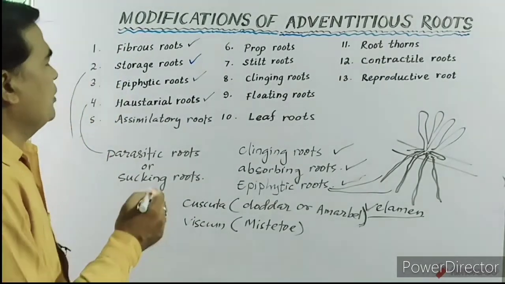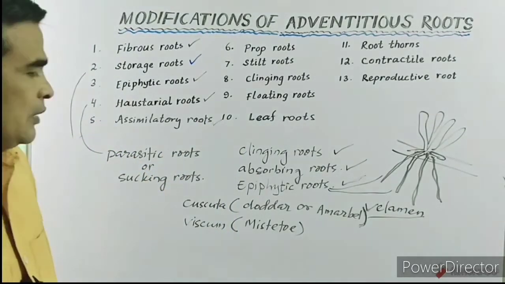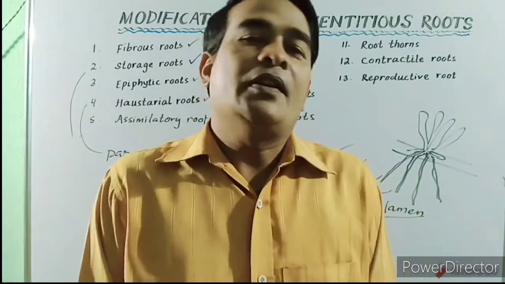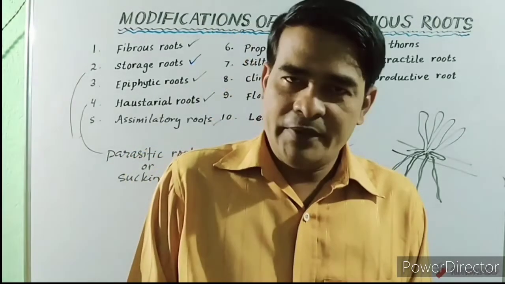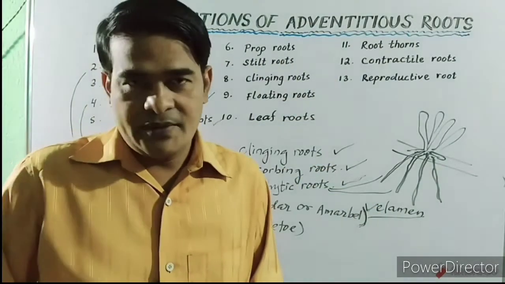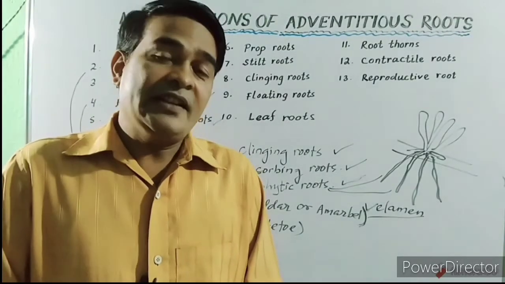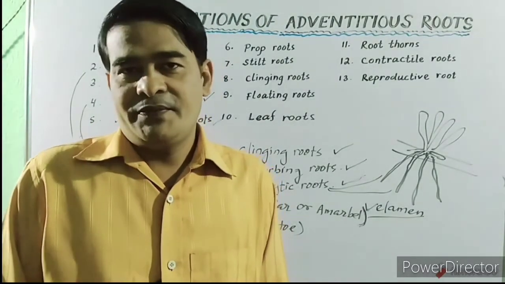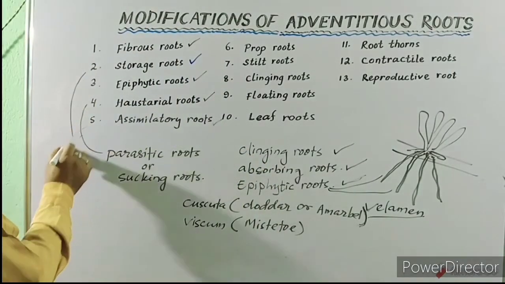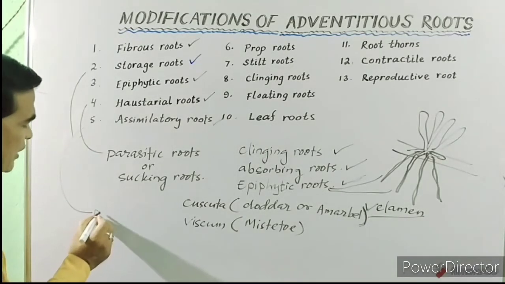Then we will study about assimilatory roots. As I have already said, roots are generally non-green. They have no chlorophyll, but there are certain exceptions where roots develop chlorophyll, become green and take part in photosynthesis. Such roots are also called photosynthetic roots. Assimilatory roots are also called photosynthetic roots.